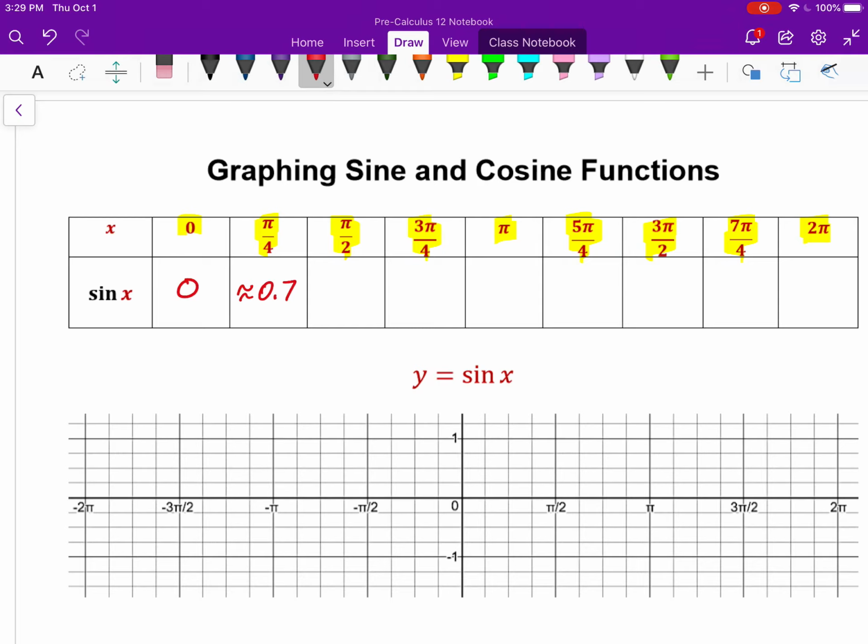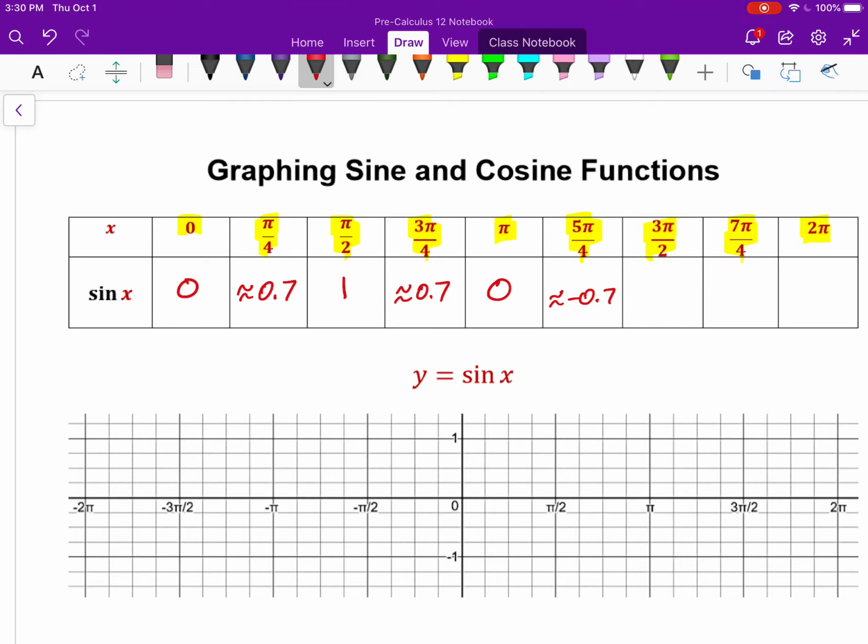The sine of pi over 2 is exactly 1. In the second quadrant, sine starts to go back down. The sine of 3 pi over 4 is the exact same thing as the sine of pi over 4, so it's about 0.7. It's exactly 1 over root 2, but for graphing on this grid, 0.7 is more useful. The sine of pi is the same as the sine of 0, which is 0. Now we're in the third quadrant, where sine is negative. The sine of 5 pi over 4 is about negative 0.7.